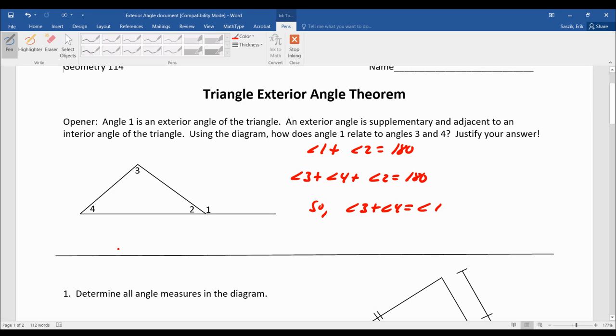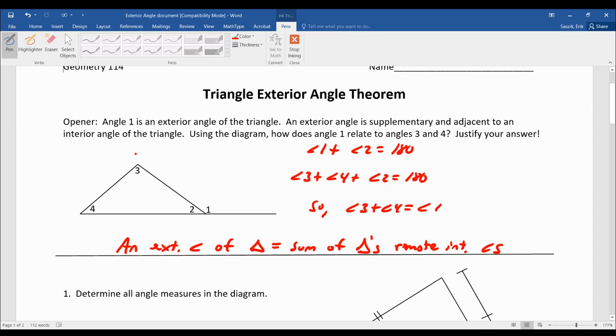So this is the theorem. An exterior angle of the triangle is equal to the sum of the triangle's remote interior angles. So obviously if 1 is exterior, you see how 2 is not remote. It's right next to it. It's adjacent. Remote means far away. These are the remote ones. So this angle 1 is going to equal the sum of 3 and 4.